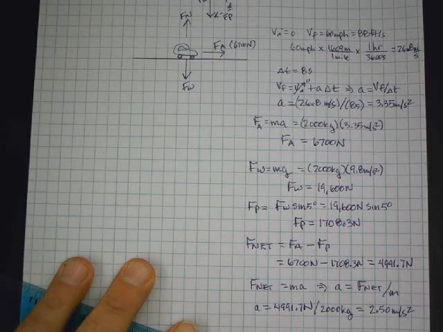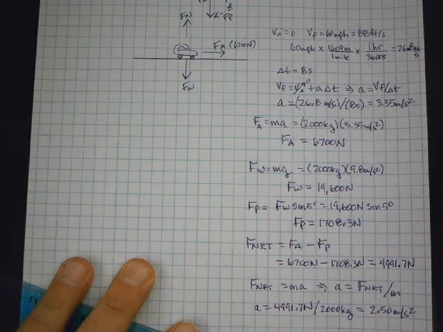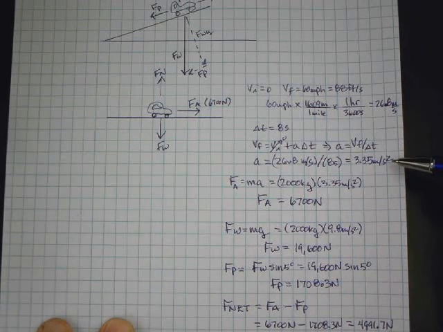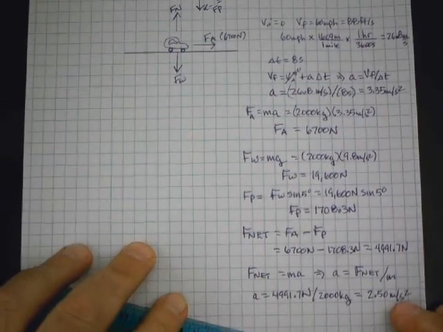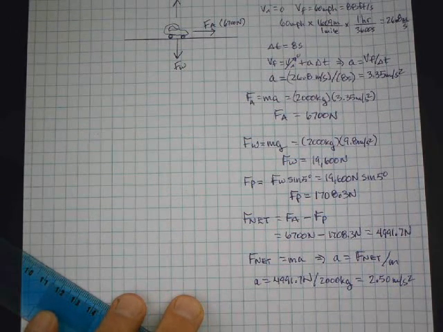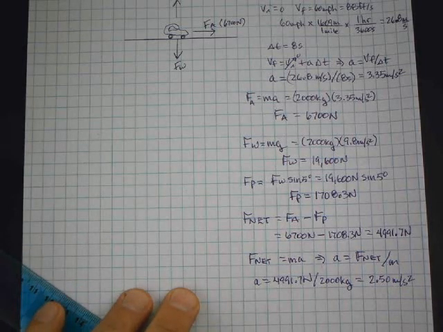So another way of looking at it is when we were on flat ground, that amount of force allowed the car to accelerate at 3.35 meters per second squared. Now that we're going up the hill, we're only going to be able to accelerate at 2.5 meters per second squared. So it's going to take longer to get to the same speed that we could on flat ground because we're now on a hill.